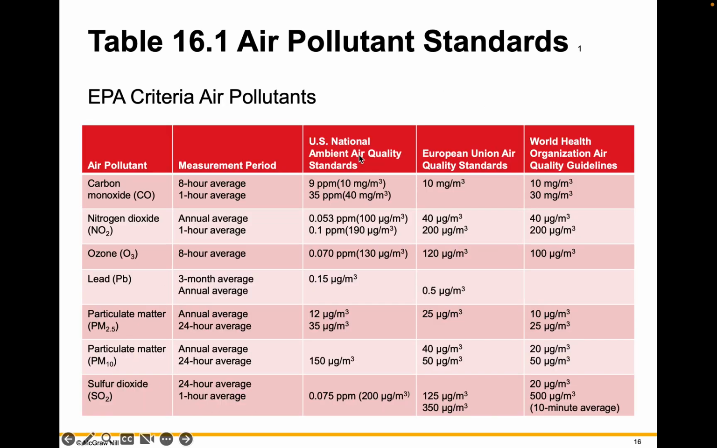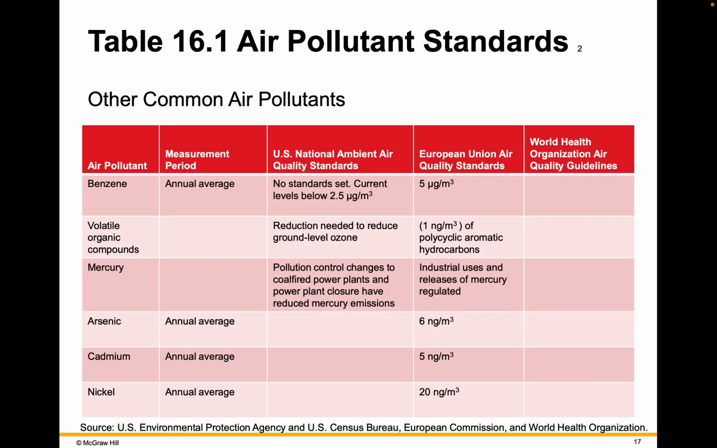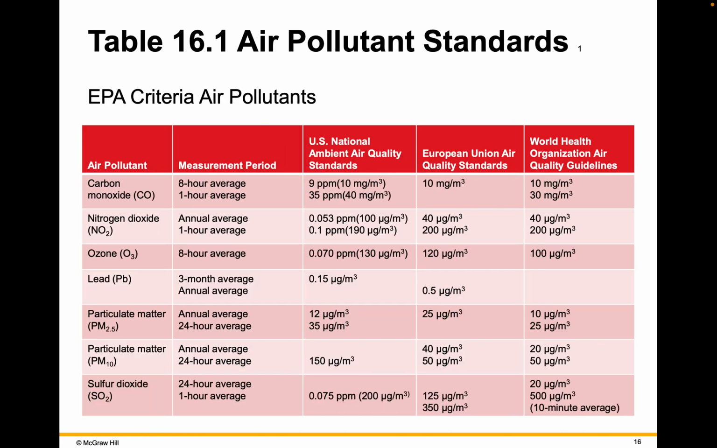So here's a list of air pollutant standards. I'm not going to go through this list with you in the lecture, but what I'd like you to do is pause the video and study the list for a minute. These are air pollutants listed on the left, and there are 3 different standards here: the United States National Ambient Air Quality Standards, European Union Air Quality Standards, and the World Health Organization's Air Quality Guidelines. And you'll notice they're not all the same.